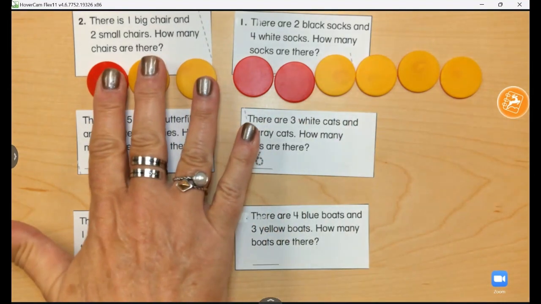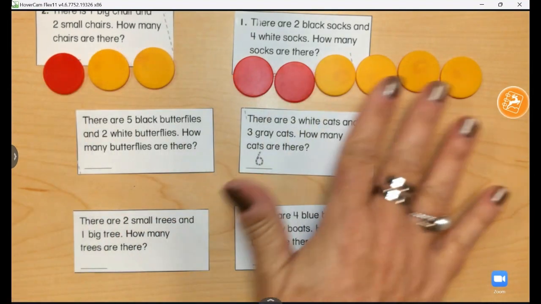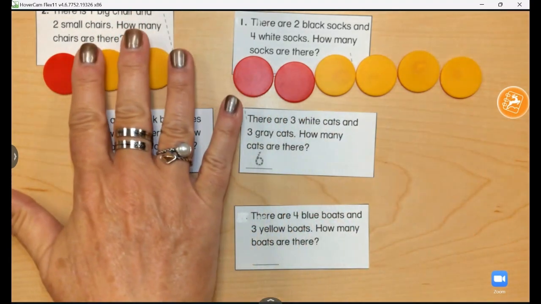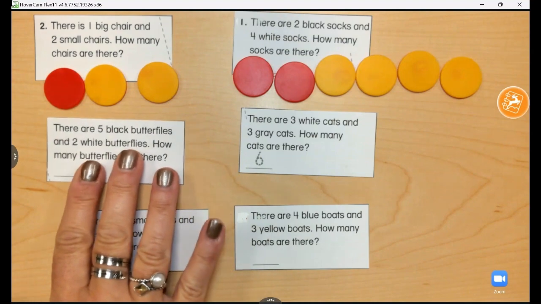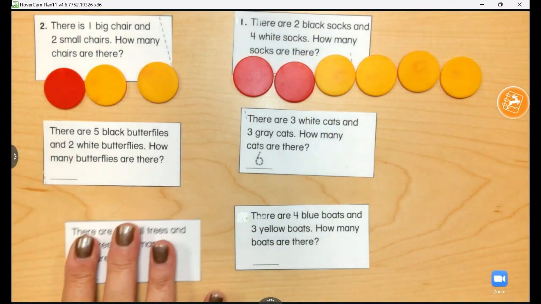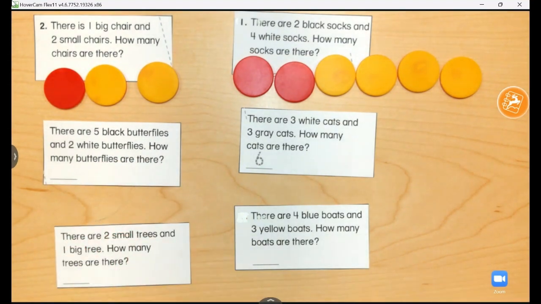Okay, these two models don't match each other. So I know that those are not the matches that I'm looking for. So I'm going to continue working. All right, there are 5 black butterflies and 2 white butterflies.